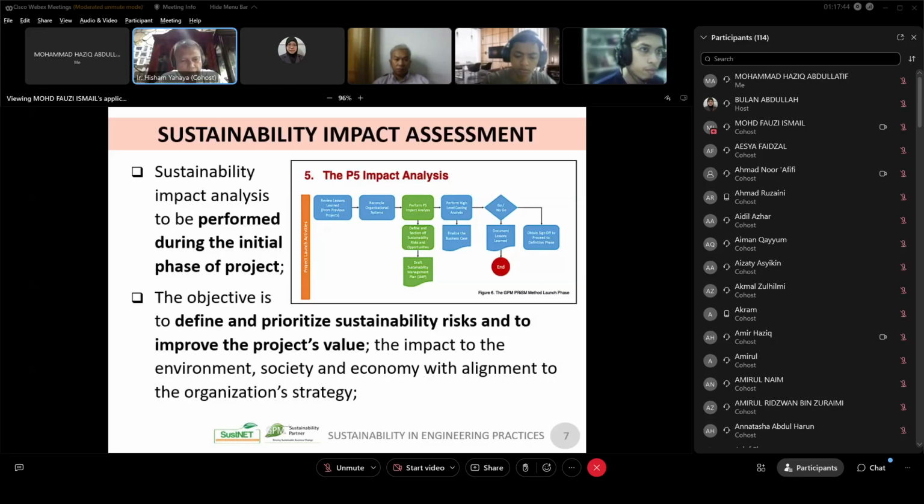Look into, you can start planning how you can actually have some impact in terms of your operation and maintenance, which can have an impact on the environmental as well as social and economic aspects. Okay, next slide please.